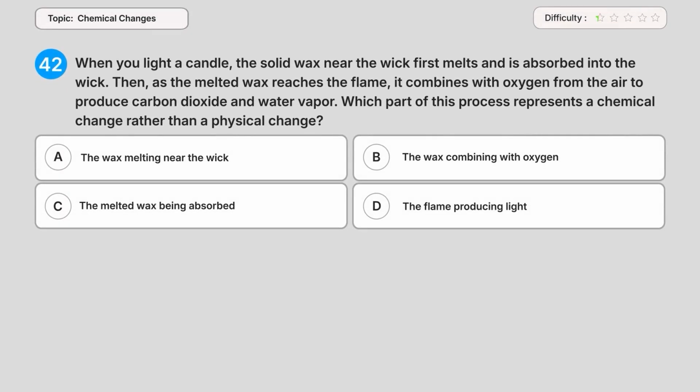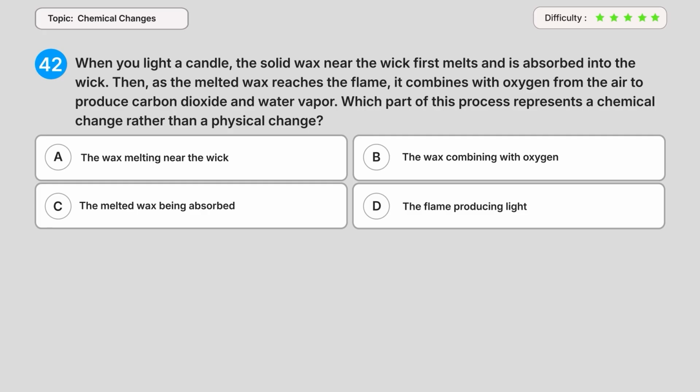42. When you light a candle, the solid wax near the wick first melts and is absorbed into the wick. Then as the melted wax reaches the flame, it combines with oxygen from the air to produce carbon dioxide and water vapour. Which part of this process represents a chemical change rather than a physical change?